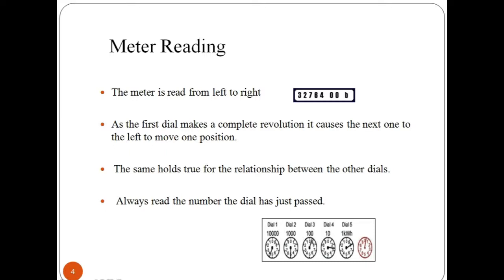How are meter readings taken in order to calculate electricity? Look at the meter and read it from right to left in the case of an analog meter. As the first dial makes a complete revolution, it causes the next one to the left to move one position. The same holds true for the relationship between the other dials.